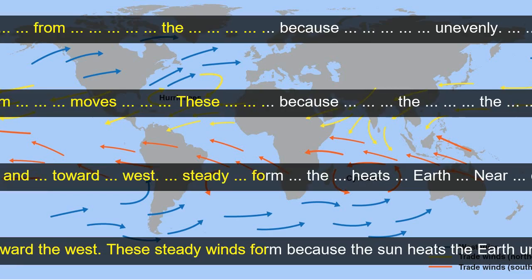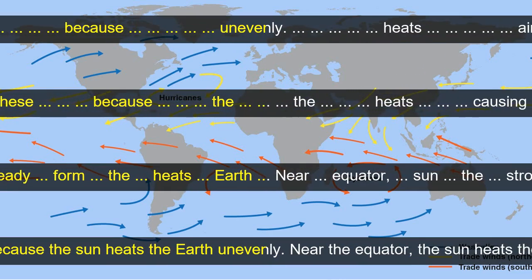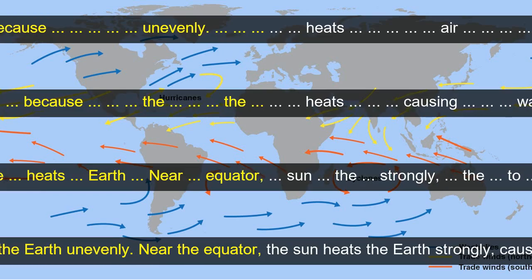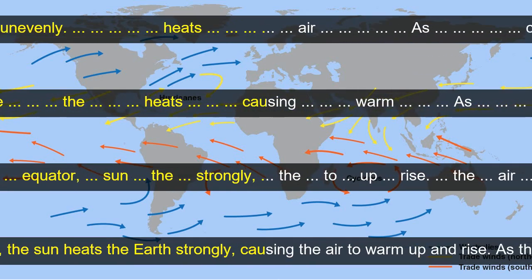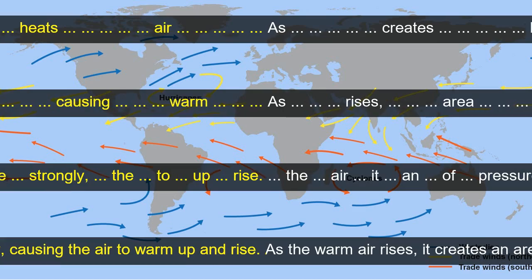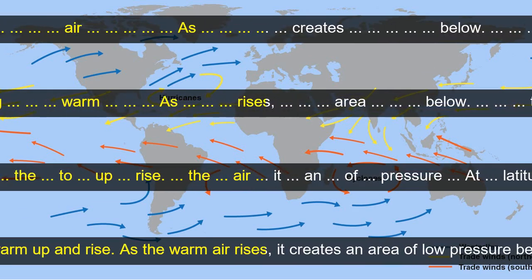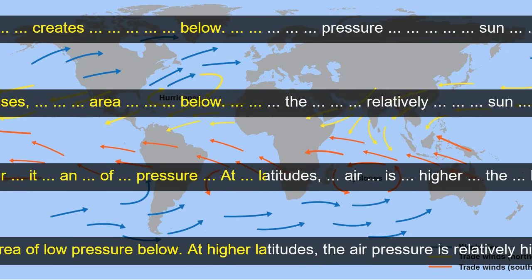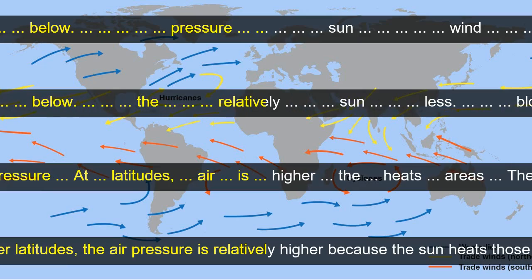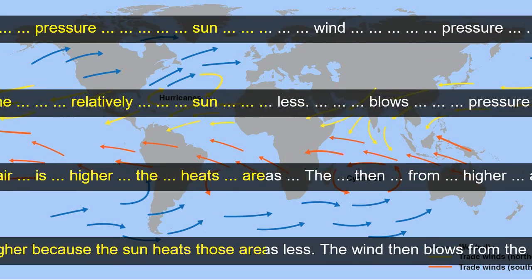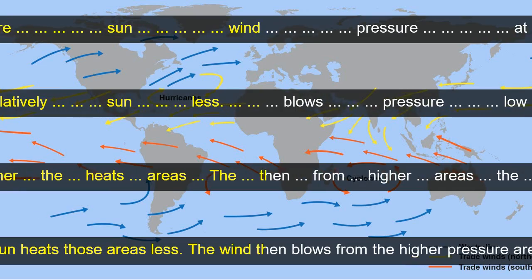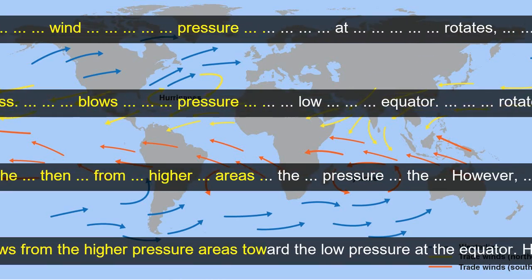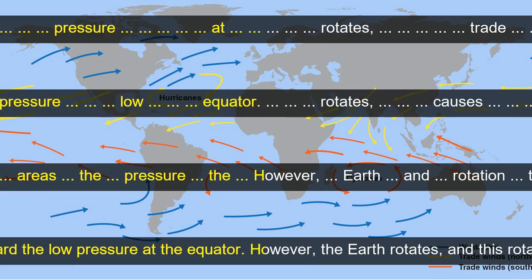These steady winds form because the sun heats the Earth unevenly. Near the equator, the sun heats the Earth strongly, causing the air to warm up and rise. As the warm air rises, it creates an area of low pressure below. At higher latitudes, the air pressure is relatively higher because the sun heats those areas less. The wind then blows from the higher pressure areas toward the low pressure at the equator.